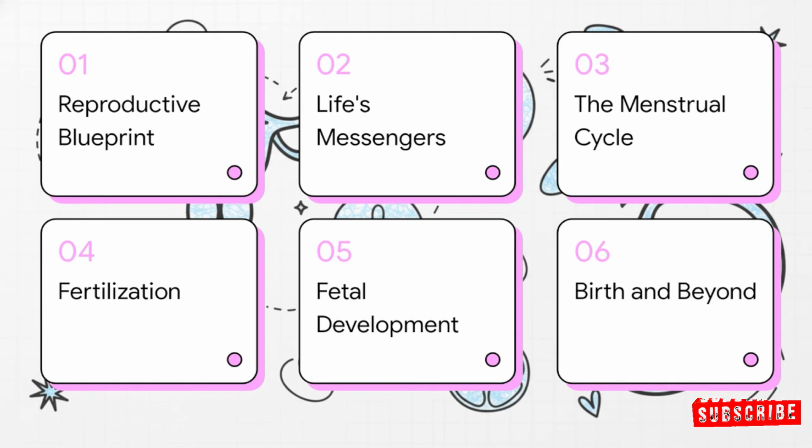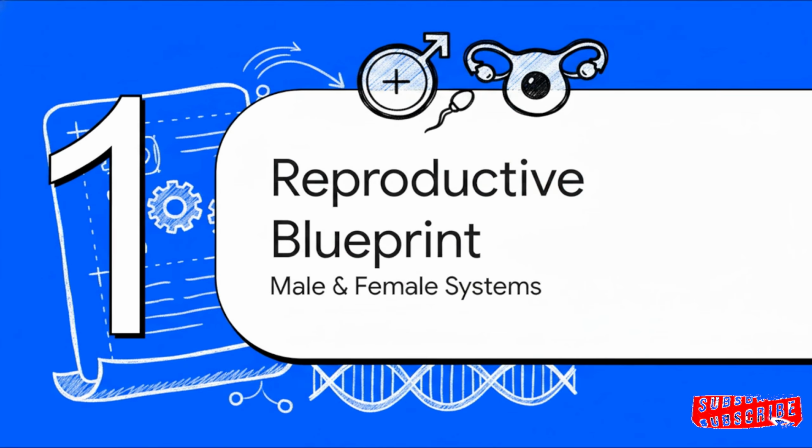So here's our roadmap for this amazing story. We're going to start with a reproductive blueprint, then look at how life's little messengers get created. We'll dive into the menstrual cycle, the moment of fertilization and implantation, follow the whole 9 months of development, and wrap things up with the grand finale, birth and beyond. All right, first up, the reproductive blueprint. Before we get into the how, we need to understand the what. Who are the key players here? So we're going to look at the essential structures of both the male and female systems.